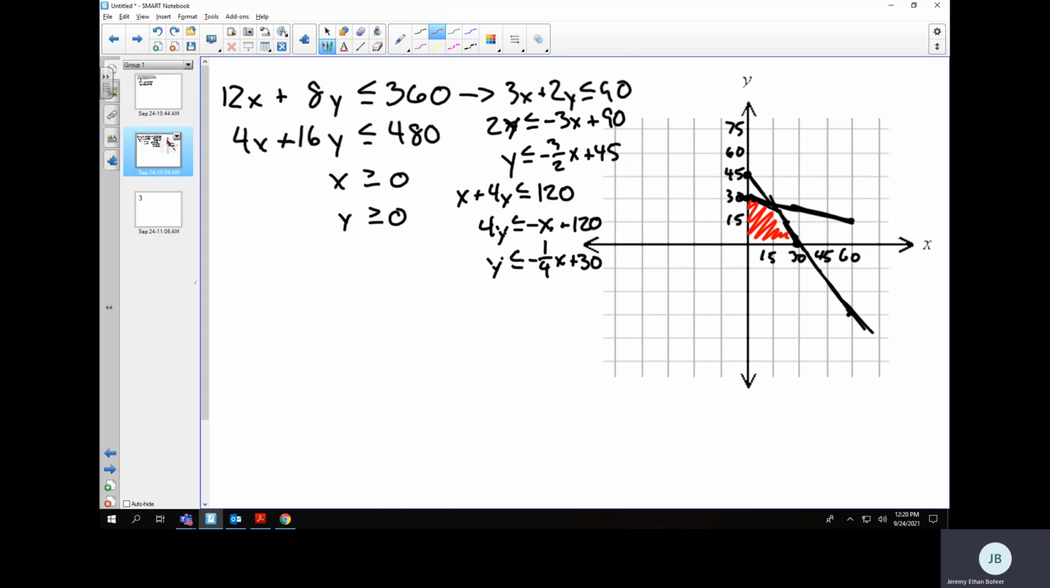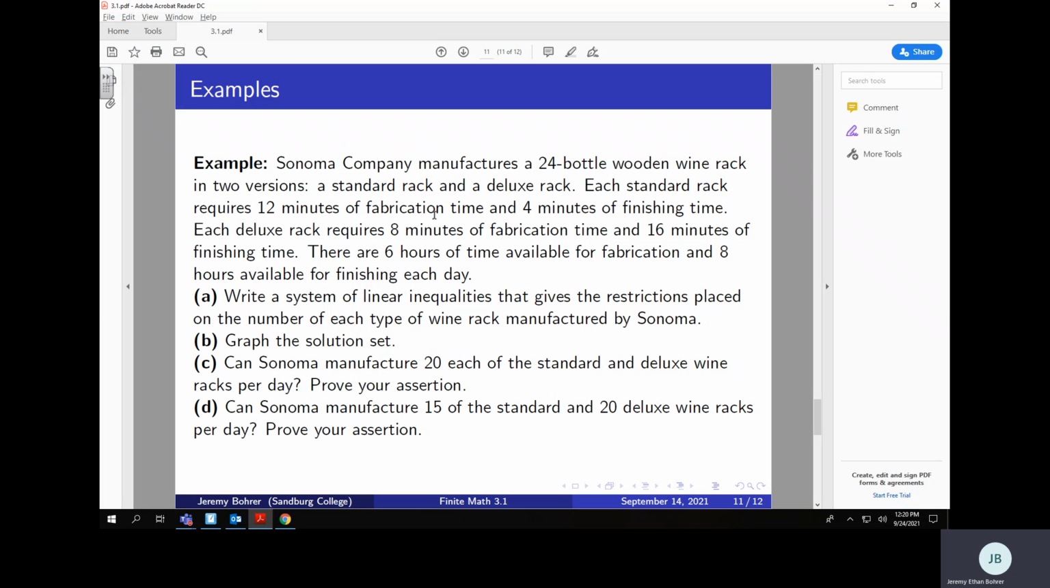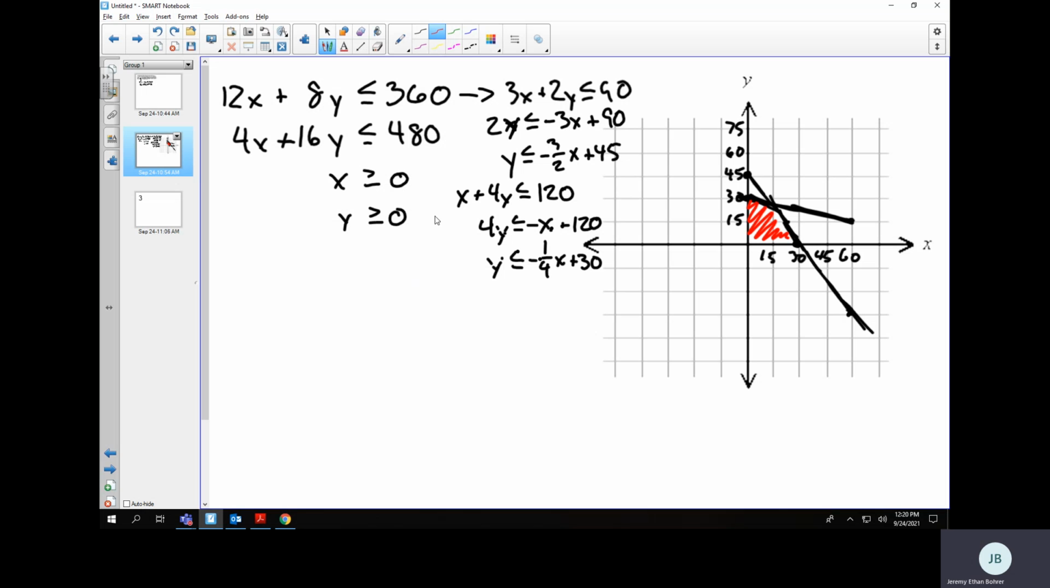The next question asks us to determine, can they manufacture 20 each of the standard and deluxe wine racks per day? And they ask us to prove our assertion. So to do that, I want to take our two inequalities over to the next page. We could do this with the graph, but the graph is kind of small, so it's going to be easier just to see if this works with these numbers. So we try 20 for x and 20 for y.